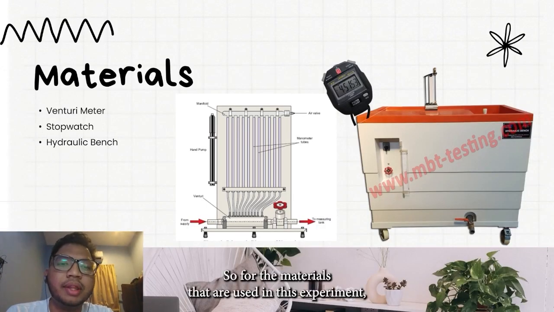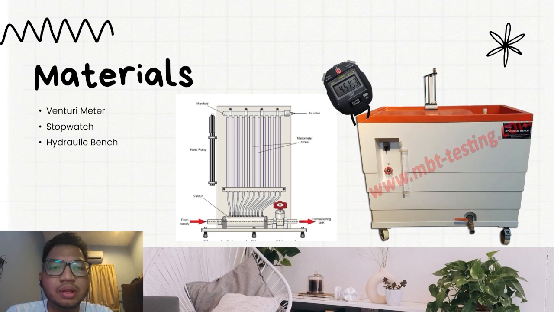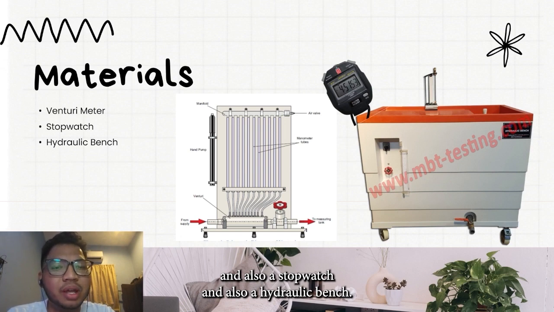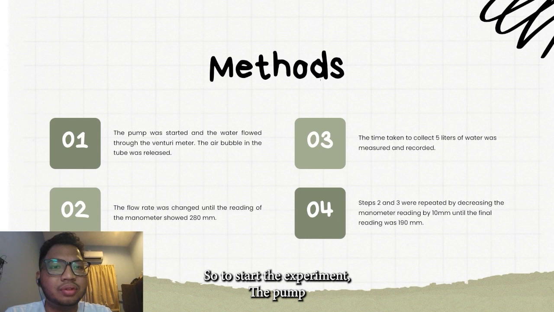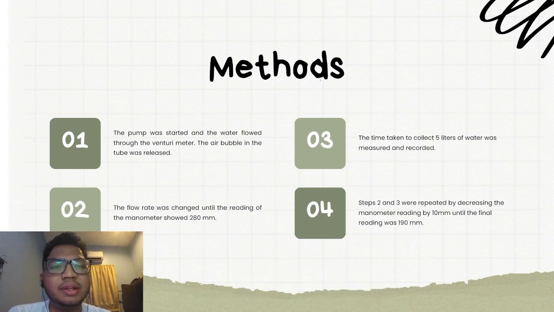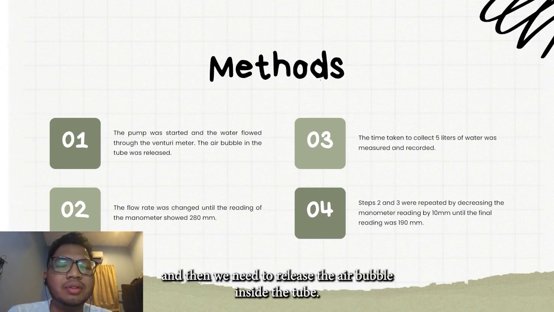So, for the materials that are used in this experiment, we use the Venturi meter, which is on the left there, and also a stopwatch and also a hydraulic bench. So, to start the experiment, the pump is started and the water will start flowing into the Venturi meter, and then we need to release the air bubble inside the tube.